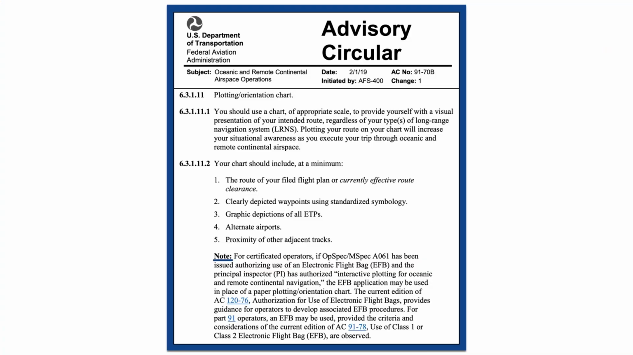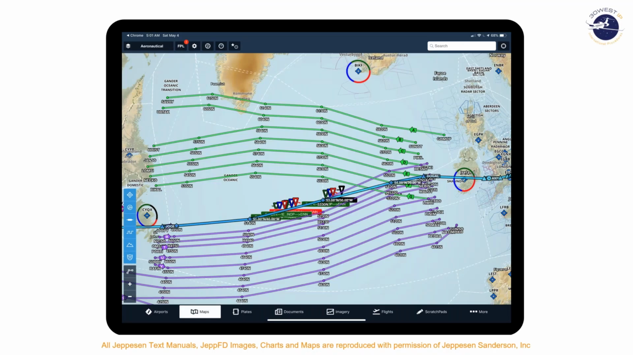Now, back to the advisory circular. As we talk about the plotting chart, there's a note, and it's a really important note, and it talks about how for Part 91 operators, an electronic flight bag can be used, provided that electronic flight bag meets the FAA considerations of acceptable software and equipage. So there are various organizations and companies that support electronic plotting, and you're probably aware of them.